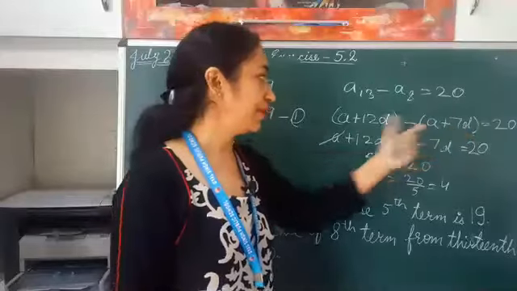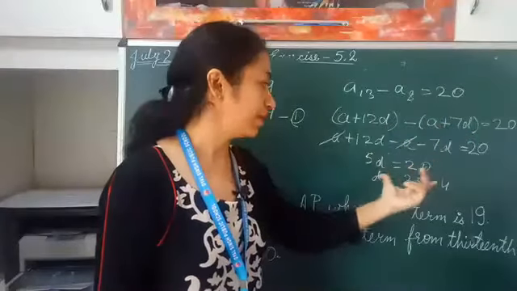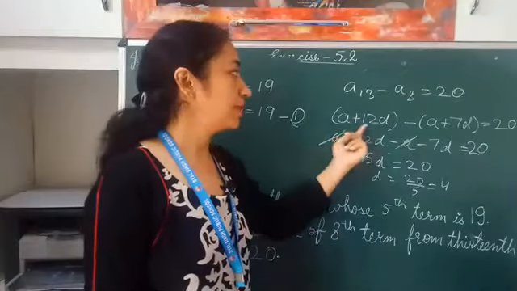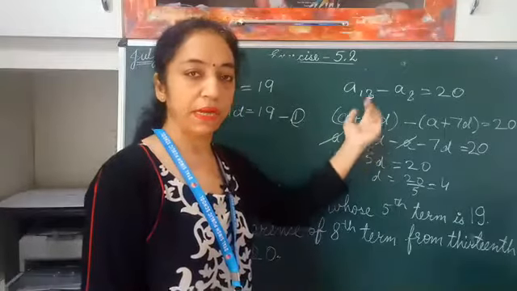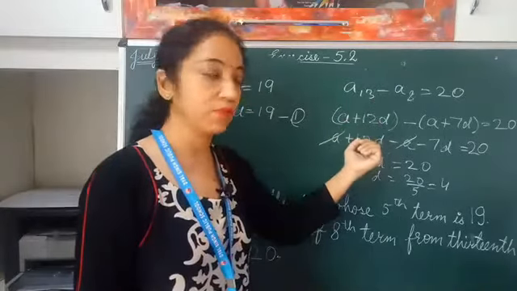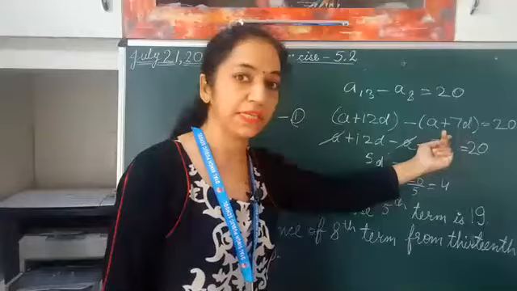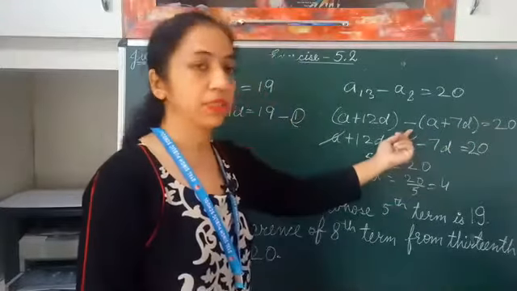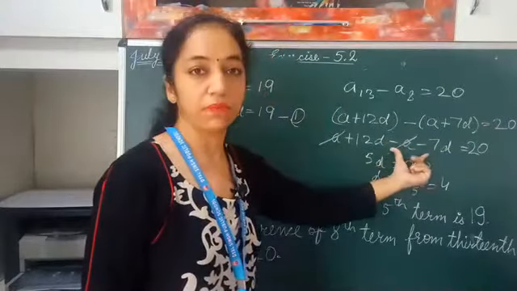12D, 7D. Even if you had taken 13 and 8 here, your difference should have come the same, so it will still be 5. Okay, so A13 is A plus 12D. You write one less: A plus n minus 1 into D. A8 is A plus 7D, and the difference is 20, given to us. And now because this is a minus sign, the sign inside will also change.